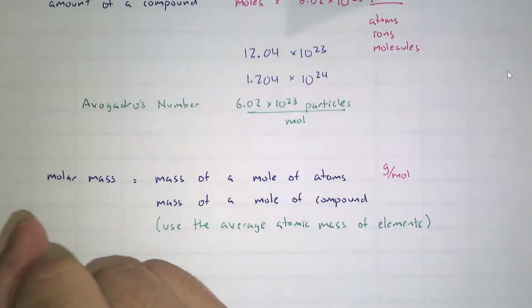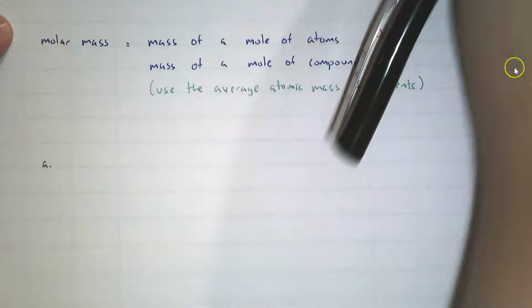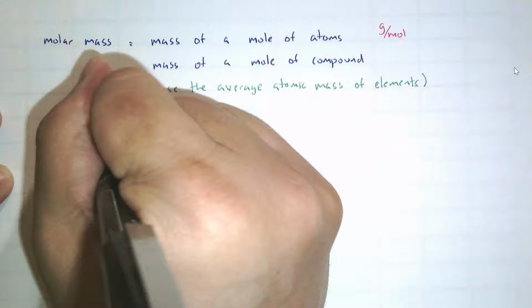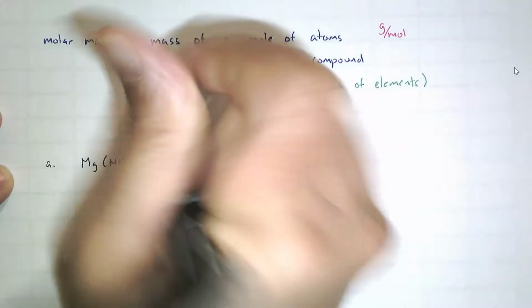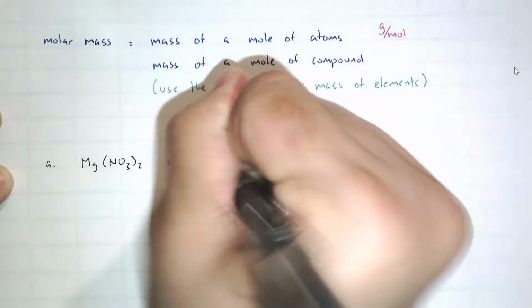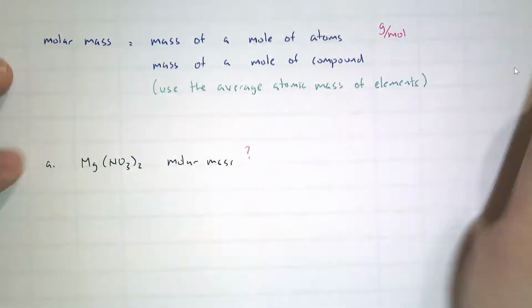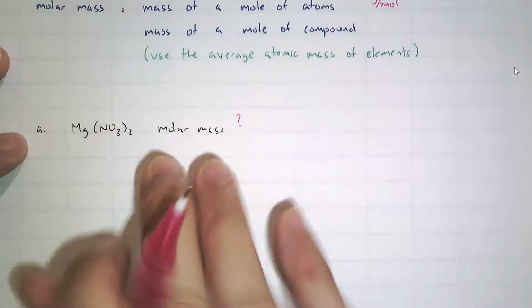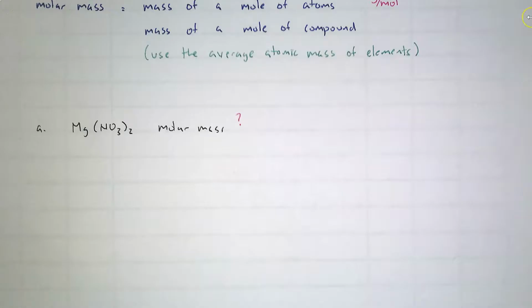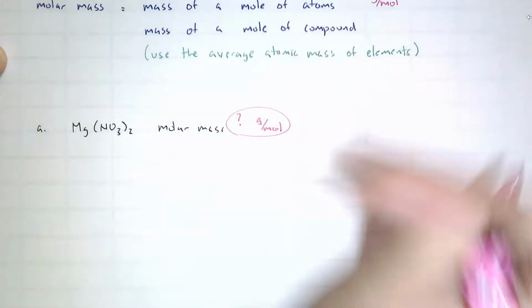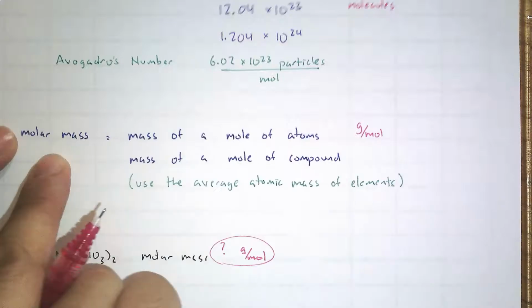I'm going to work back here, not waste any paper. The ionic compound is MgNO3 2. And again, the question is simply, what is the molar mass? When you're given a problem and you identify what they're looking for, quickly identify what units they want. Molar mass is grams per mole. So this is what our target is. That comes from our definition here, grams per mole.